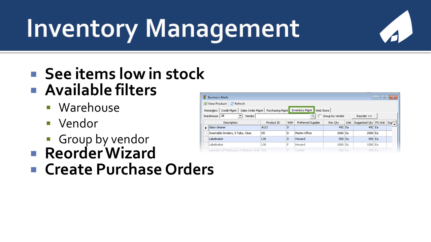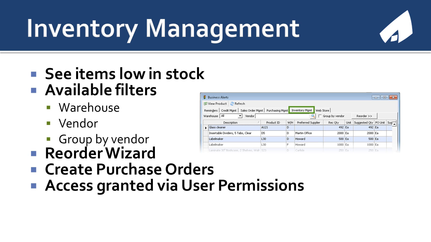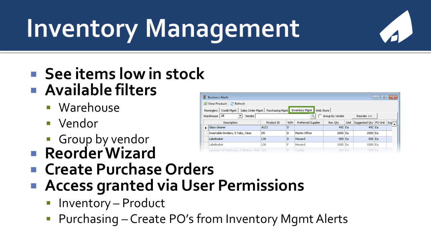After marking all selections, the user can choose to create POs, which will create one PO per vendor with all products selected for each one. Like the other tabs, you can restrict access to this inventory management window via the user permissions. The tab itself can be blocked via the inventory product permission, while the reorder functionality can be blocked by the create POs from inventory management alerts permission.